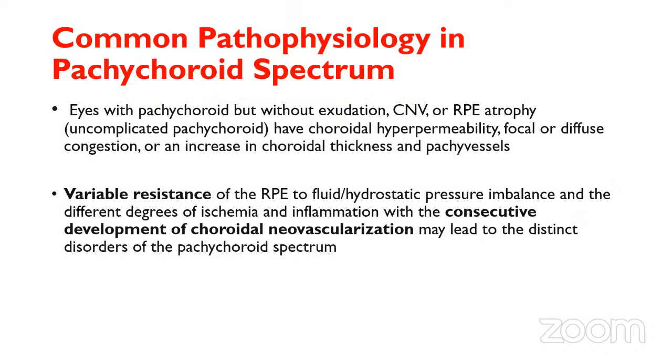Eyes with pachychoroid but without exudation, CNV or RPE atrophy, that is uncomplicated pachychoroid, have choroidal hyperpermeability, focal or diffuse congestion, or an increase in choroidal thickness in pachyvessels. There is variable resistance of the RPE to the fluid or hydrostatic pressure imbalance, and different degrees of ischemia and inflammation is seen with consequent development of choroidal neovascularization.